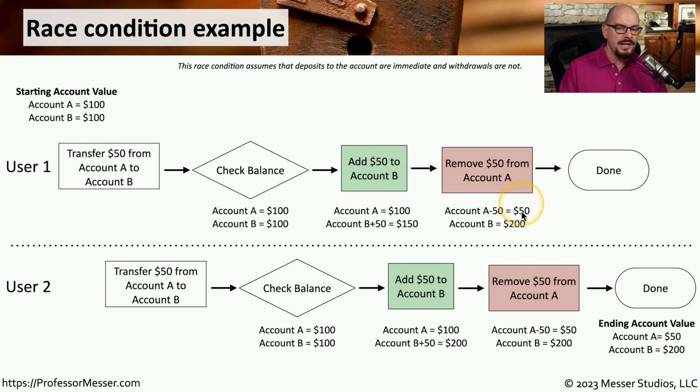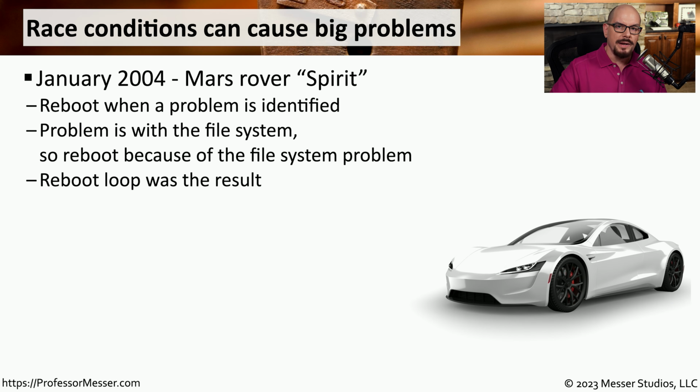Because the application is not immediately taking into account any withdrawals, the final ending account value for user 2 is going to have account A as $50 and account B as $200, when in reality, account A should have $0. These types of race conditions can occur anywhere the application is not taking into account one of these many different events that can occur.